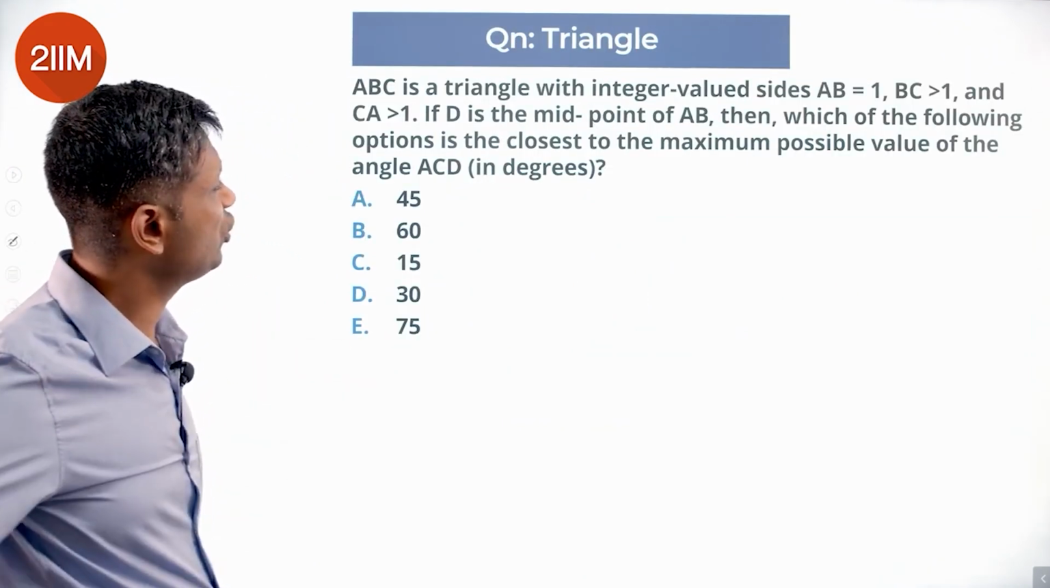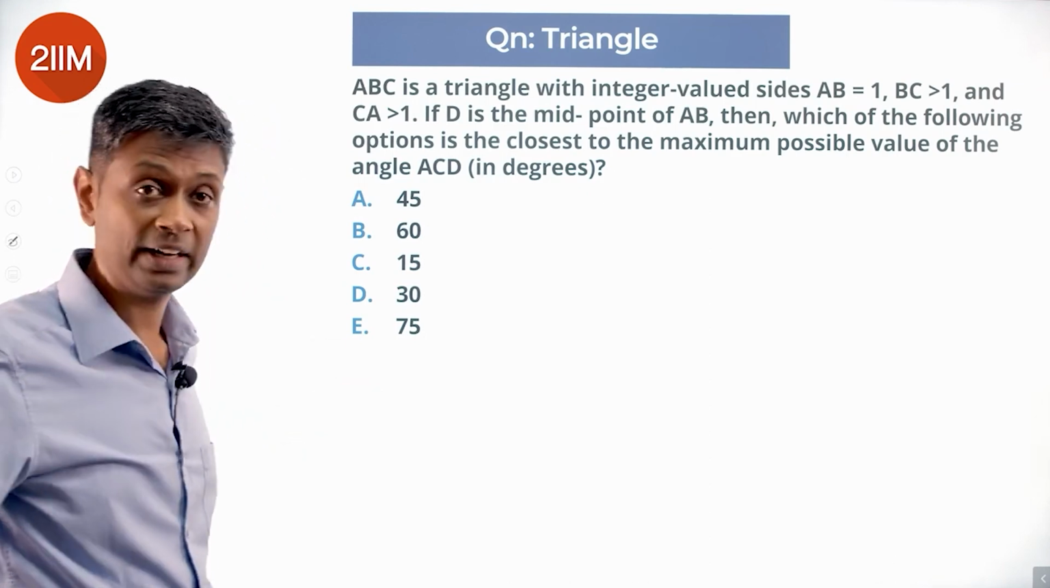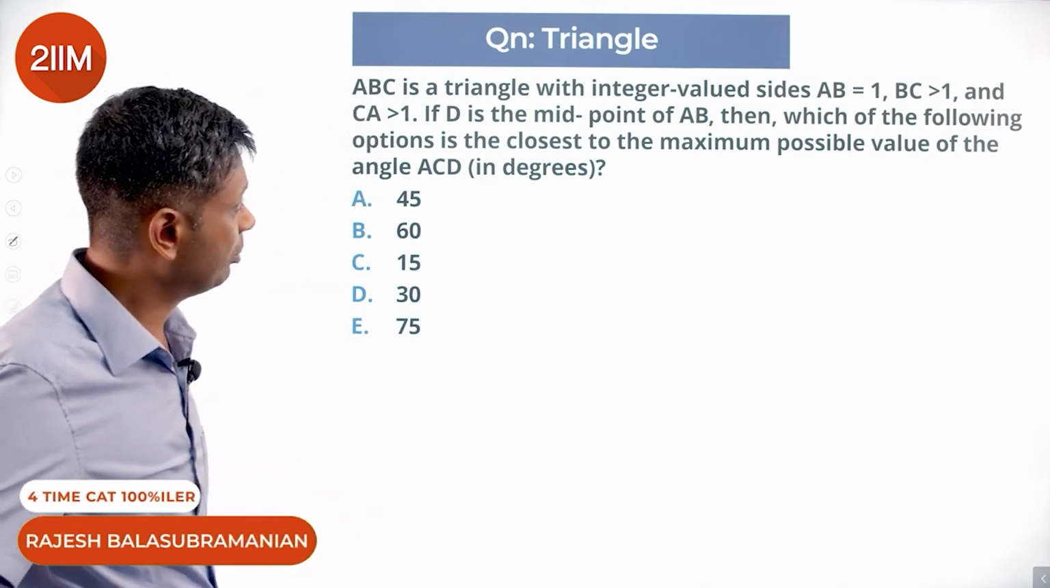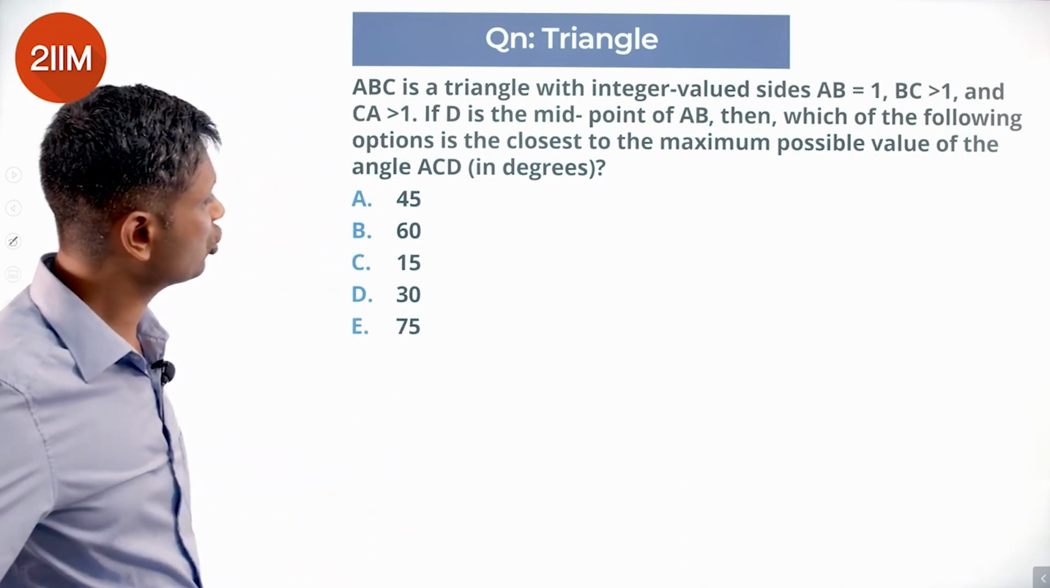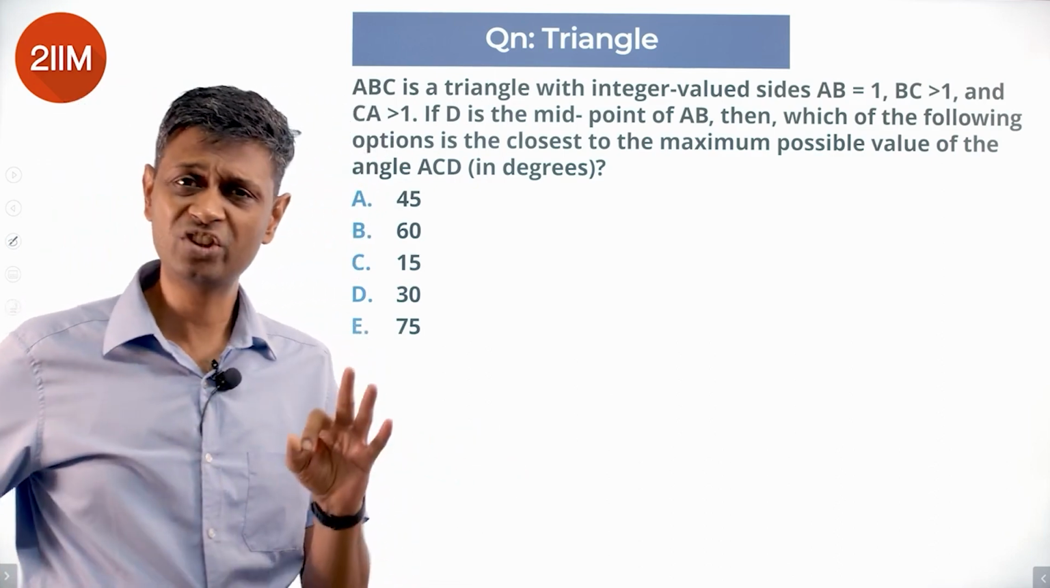ABC is a triangle with integer valued sides. AB equal to 1, BC greater than 1 and CA greater than 1. If D is the midpoint of AB, then which of the following options is the closest to the maximum possible value of angle ACD? First of all, integer sides.